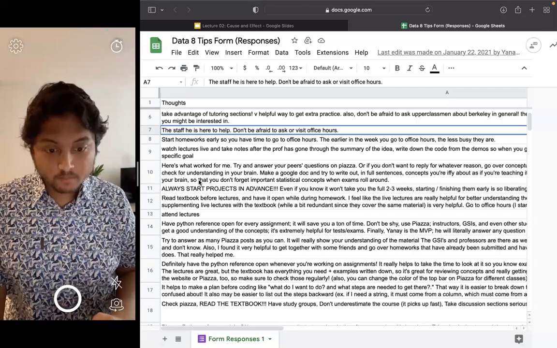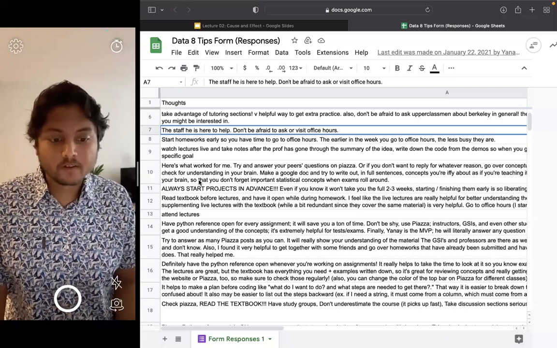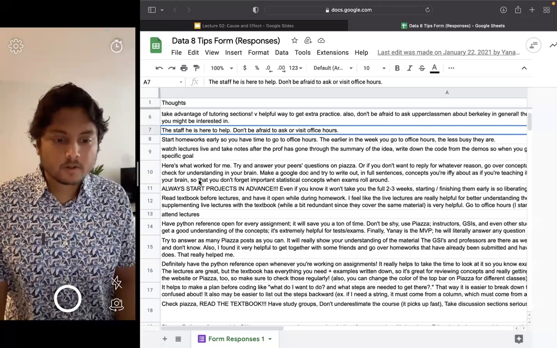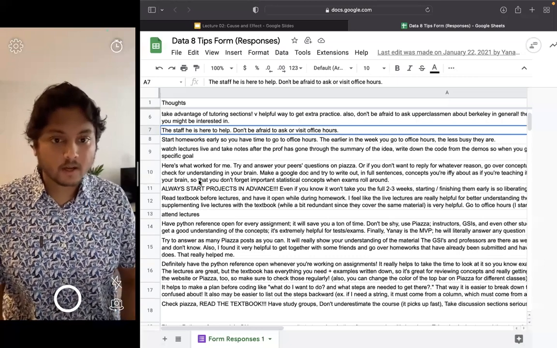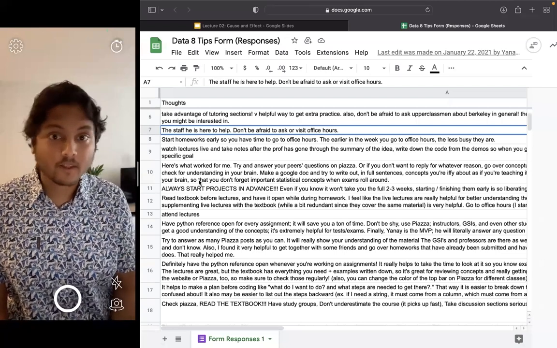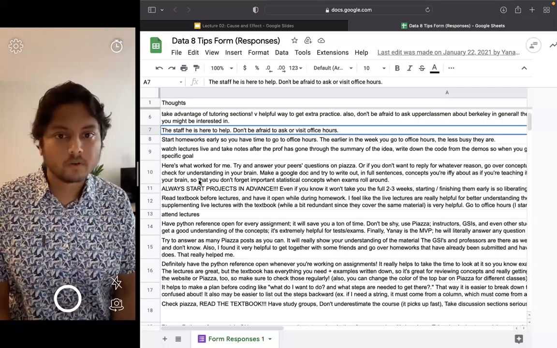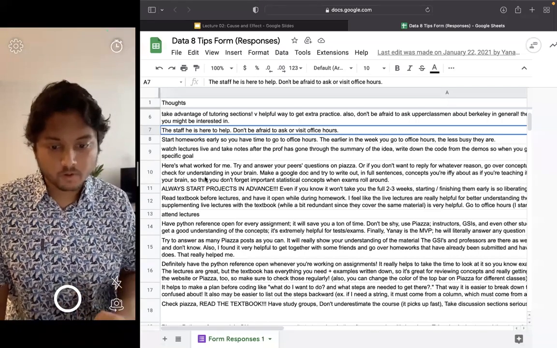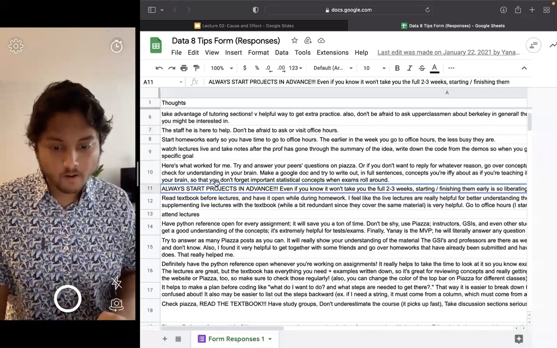The staff is here to help, so please don't be afraid to ask or go to office hours. I think this is really good advice. Even if you're someone who's a little bit more shy or not as outgoing, that's fine. Make an effort to come to office hours and get the help you need, because there are so many resources available, so just take advantage of it. It's all there. It's all provided for you. So you should use it.